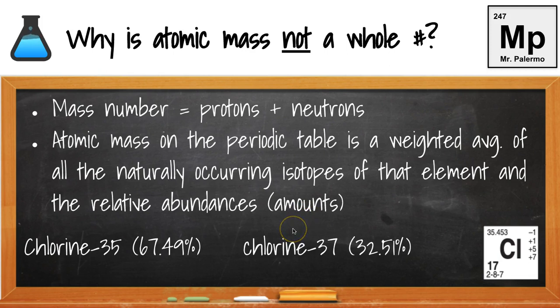So for example, if I look at a sample of chlorine, about 67.49% of the atoms in that sample are going to have a mass of 35. So they're going to be the isotope chlorine with that mass of 35. About 32.51% of those atoms are going to have a mass of 37. So a higher majority of the atoms have this mass of 35. And so the weighted average, taking into the percentages that we have of them, for chlorine is going to be 35.453. So notice that more than half of the atoms have this mass of 35, and that's why the average is closer to 35 than it is to 37.